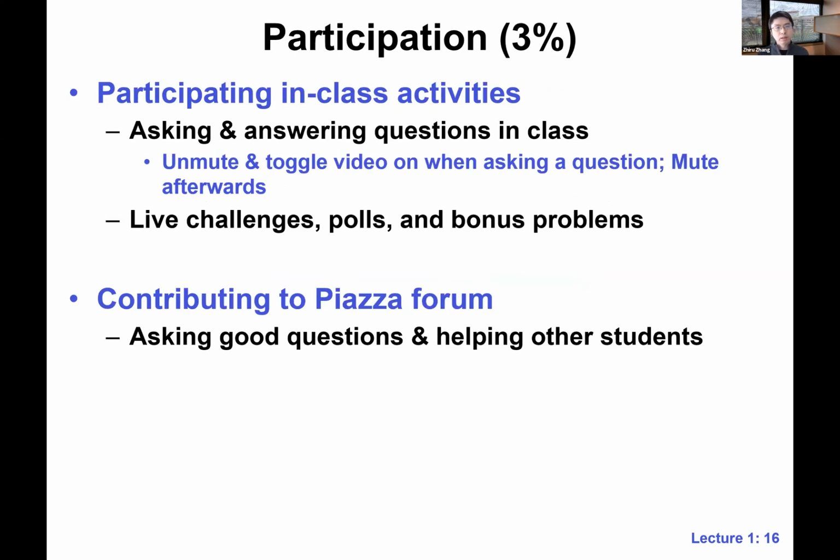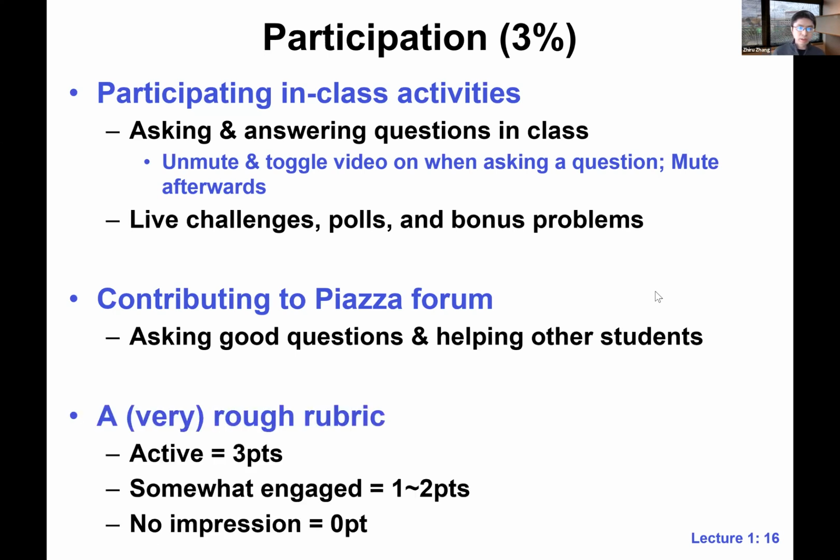Let's just look at some of this. There are 3 points allocated for in-class participation and also offline participation. We already did some of this, so some of you have already participated, which is great. I'm going to be asking questions, and I'll ask students to chime in. I'll also pause from time to time to see whether there are any questions on the chat window. When you ask a question, it would be really great if you can unmute and turn on your video. Of course, mute afterwards. We just did some live challenges based on the item pool. We're also doing some polls, and later on, most likely in the second half of the course, we may also do some bonus questions. I still need to figure out what exactly the bonus is. We'll see. And you can also directly contribute to the class through Piazza as well.